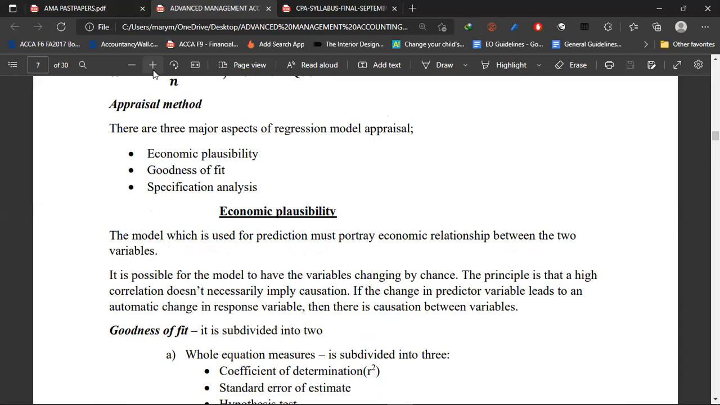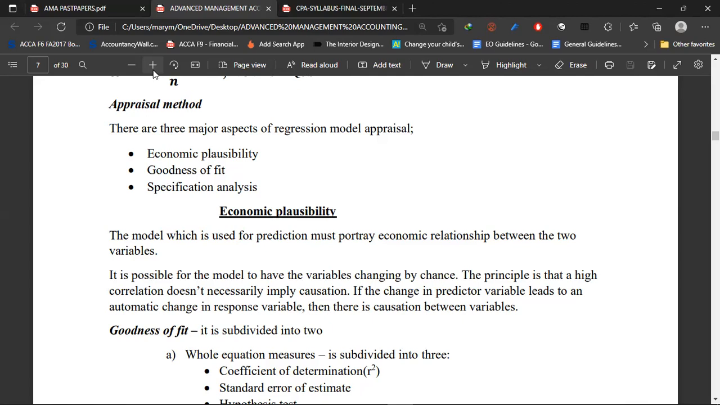And we are saying that we normally have three major aspects of regression model appraisal. We have economic plausibility, we have the goodness of fit test, and then we have specification analysis. But here mostly we are borrowing some concepts from quantitative analysis, which is not commonly used at advanced level, but your syllabus requires it to be covered.